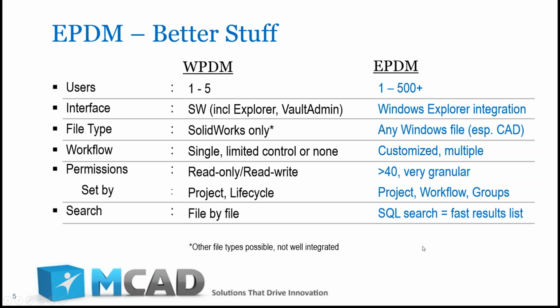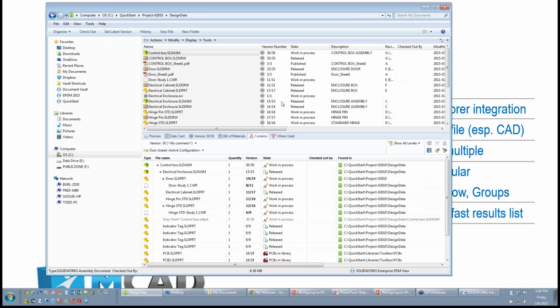Enterprise PDM, on the other hand, uses SQL searching. So after you hit the search button, it pumps out a results list, and it creates it very quickly. So from the results, you can then filter it down as you need to, and actually, let's take a look at it. It'll be much easier than me trying to explain what you get out of it.